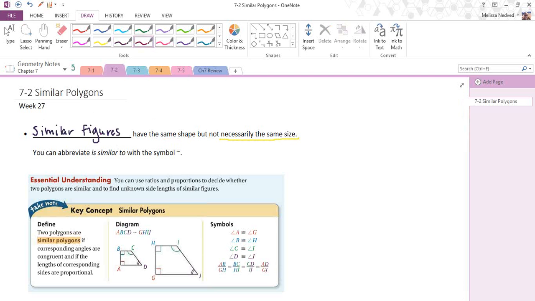And when we talk about similar figures, we actually have a little abbreviation, and it's just kind of one little squiggle or tilde. You can see it right here. That reads "is similar to." So we could say triangle ABC squiggle is similar to triangle DEF, and we'll see that used throughout today.